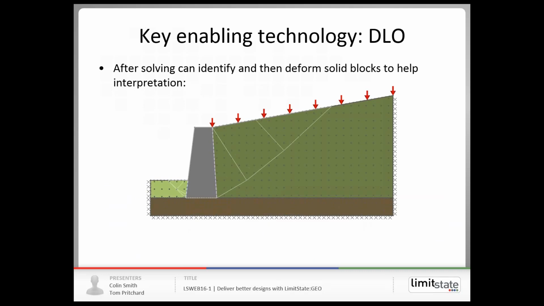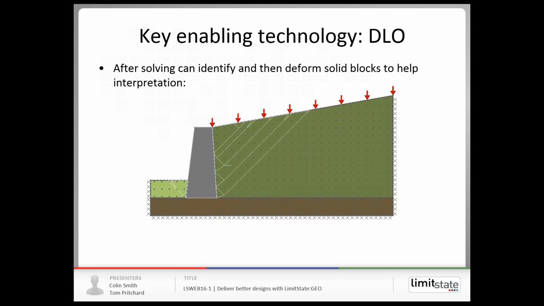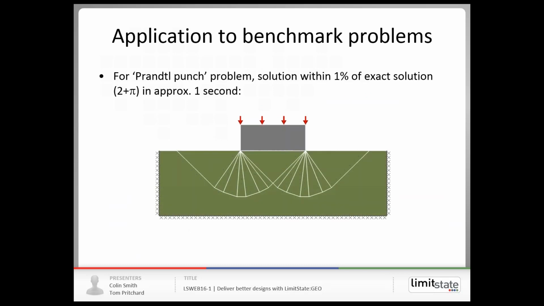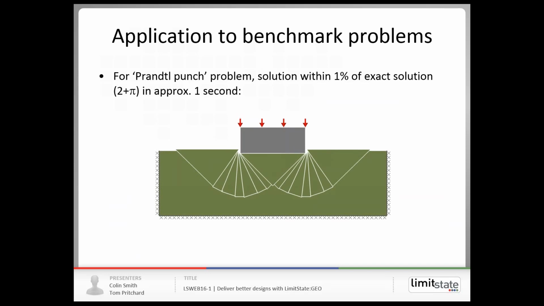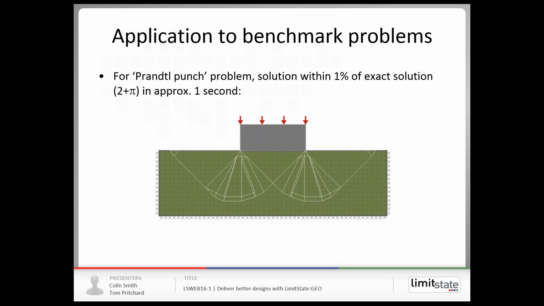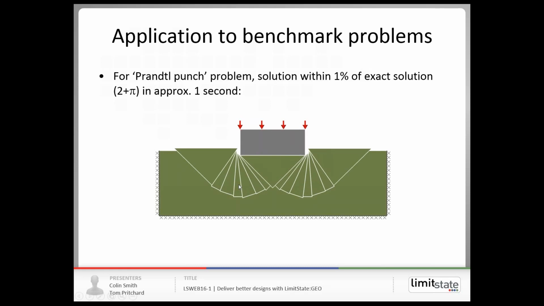And when the software has solved the problem, having identified those slip lines, it will then put them together as blocks so that it can animate them, and that just helps interpretation, as you can see in this slide. How well does that work? Well, this is one example, applying it to the sort of foundation on a clay soil, or the pyramidal punch problem, and you get within 1% of the exact solution in about 1 second. And you can see the fan zones identified here and here.